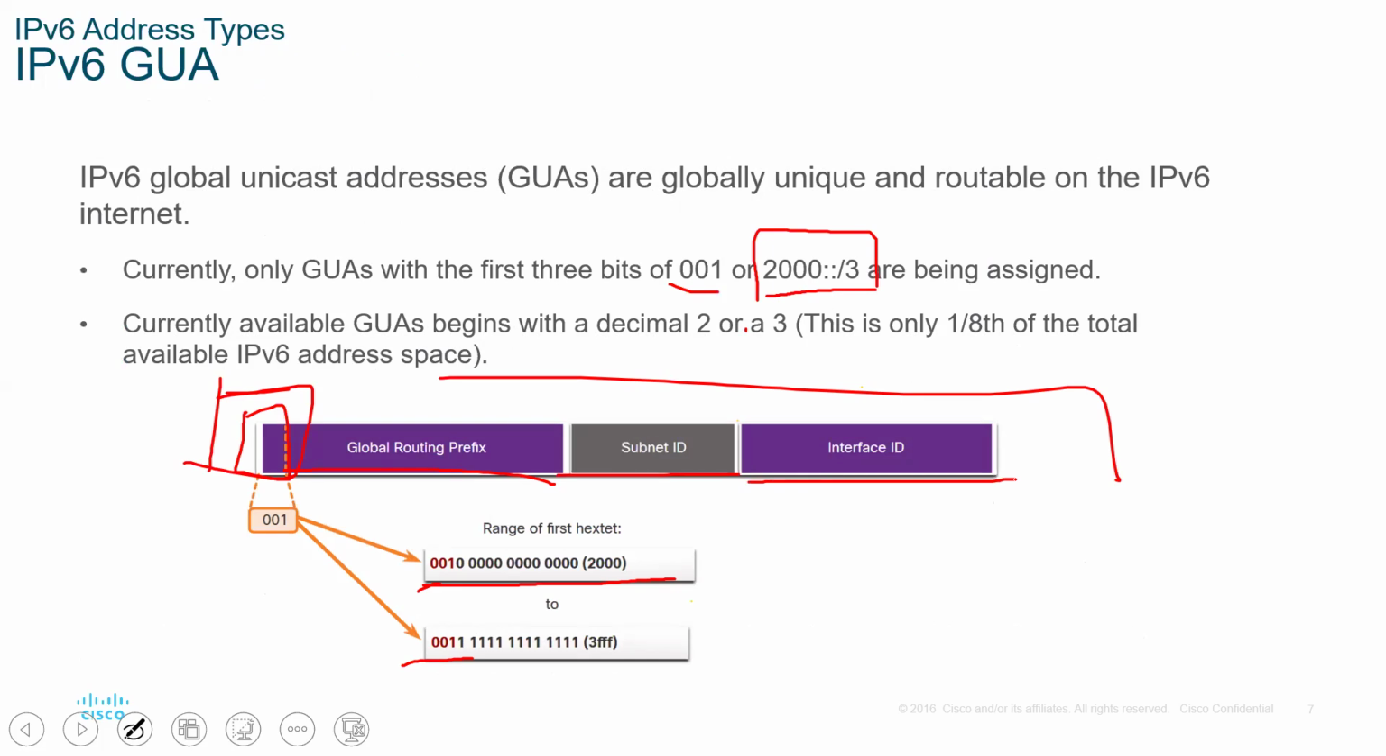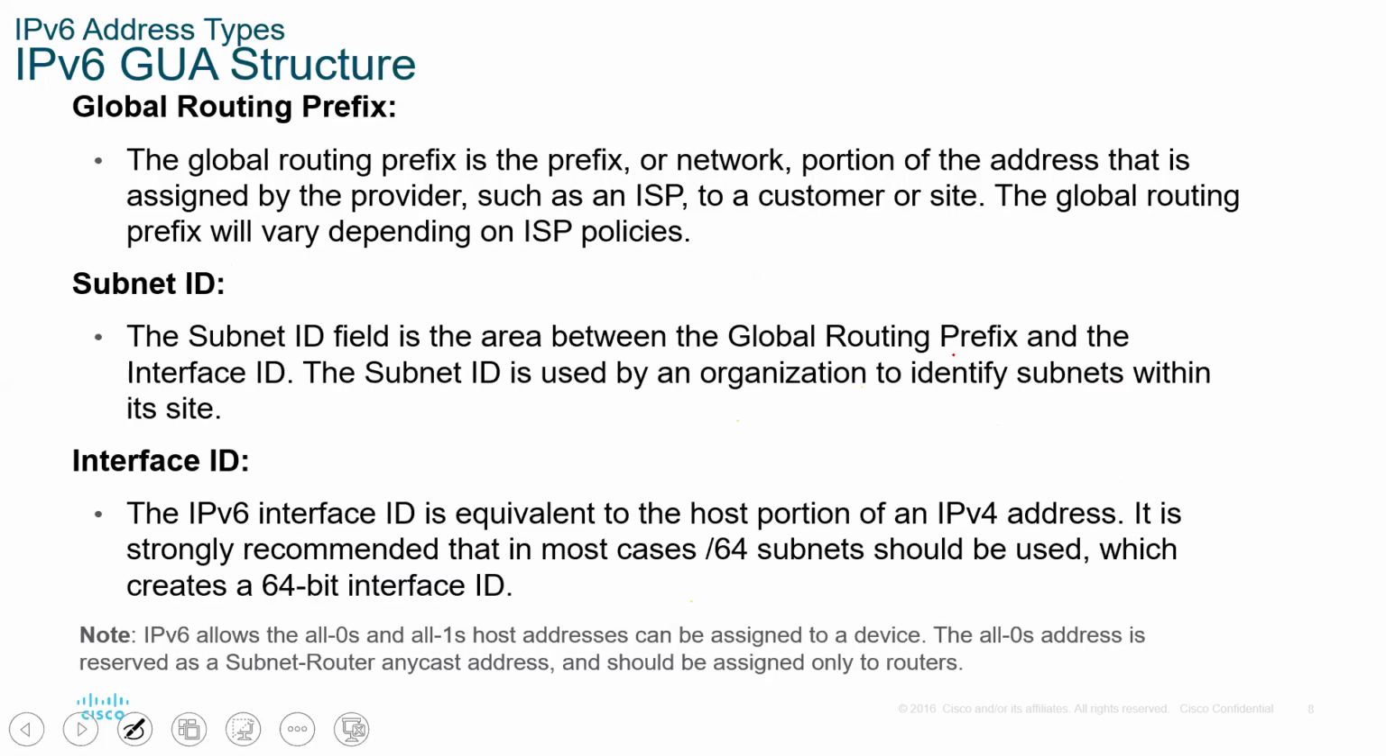Now if I divide it like this, this one goes on one side and this one goes on the other side, because this is the network portion and this is the host portion. The subnet ID field is the area between the global routing prefix and the interface ID. The subnet ID is used by an organization to identify subnets within the site. Before we close today, we're going to look at how you can do this subnetting for IPv6, and we will need to understand this area of subnet ID.